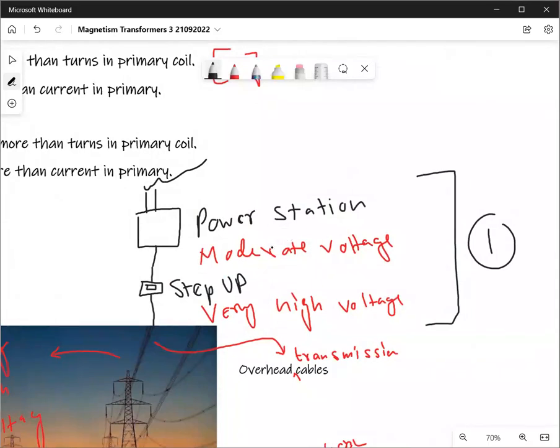So power station. What is the voltage at the power station? Tell me. Write it in the chat, all of you. This is a question. Answer in the chat. I need 4 answers. I've gotten one only. I don't want a number. I want, is it moderate, is it high or low? You have 3 options: moderate, high, or low.